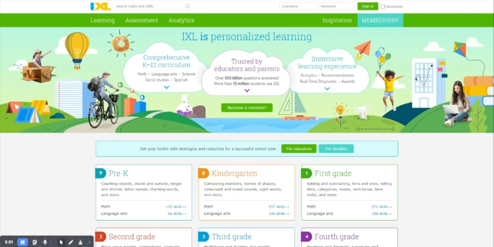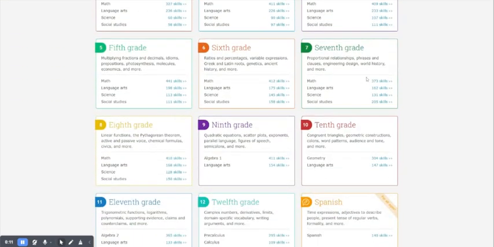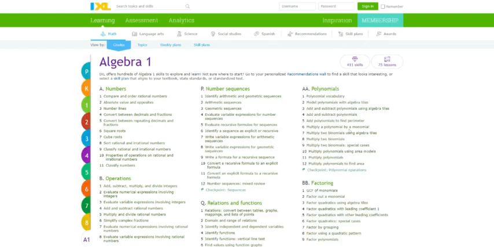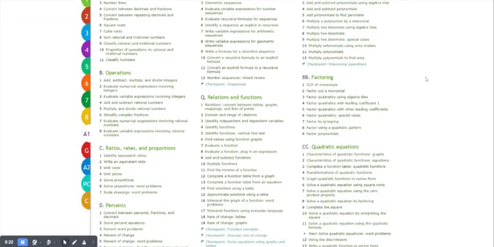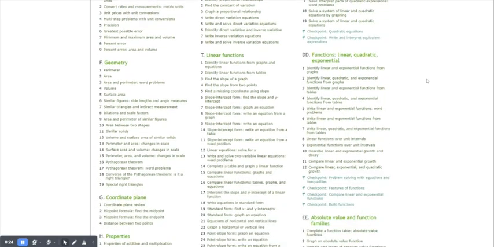Hey guys, so I wanted to go over how I got the questions for this Delta Math assignment, and I wanted to go over how to navigate IXL. So for our class, we're in the ninth grade, and we're basically learning a lot of Algebra 1, so the chances that you'll find what we're learning in the Algebra 1 section on IXL is likely. Our unit is on linear and exponential functions.